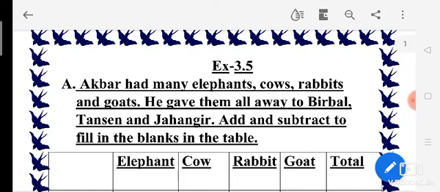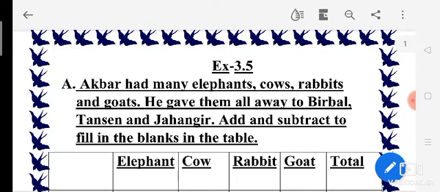So students, we are doing chapter number 3, subtraction, and we are going to start exercise 3.5. Today's topic is adding and subtracting together. This exercise is based on the topic adding and subtracting together. From the name only it is clear that we have to do firstly addition, then subtraction.